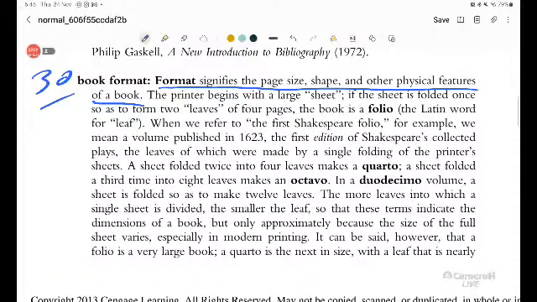The printer begins with a large sheet. If the sheet is folded once so as to form two leaves or four pages, the book is folio.